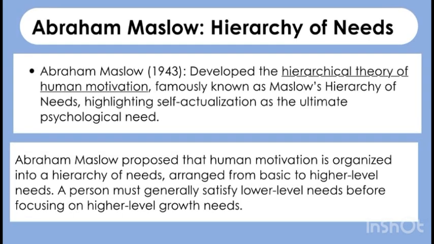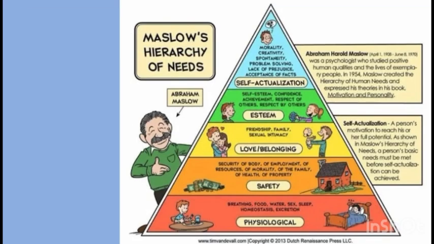So now let's proceed to Abraham Maslow's hierarchy of needs. Abraham Maslow proposed that human motivation is organized into a hierarchy of needs arranged from basic to higher level needs. A person must generally satisfy lower level needs before focusing on higher level growth needs.